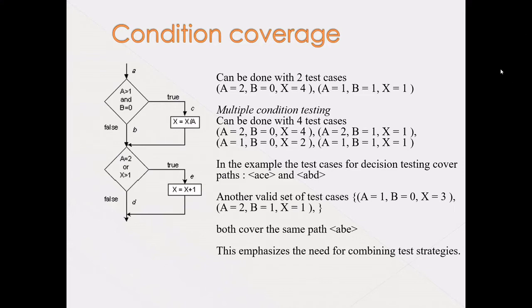The second test case, A equals 1, B equals 1, and X equals 1. If you substitute here, what is the path that you can traverse? Some say ABD, some say ABE. Okay, most of you say ABD, right? I suppose so. Okay.